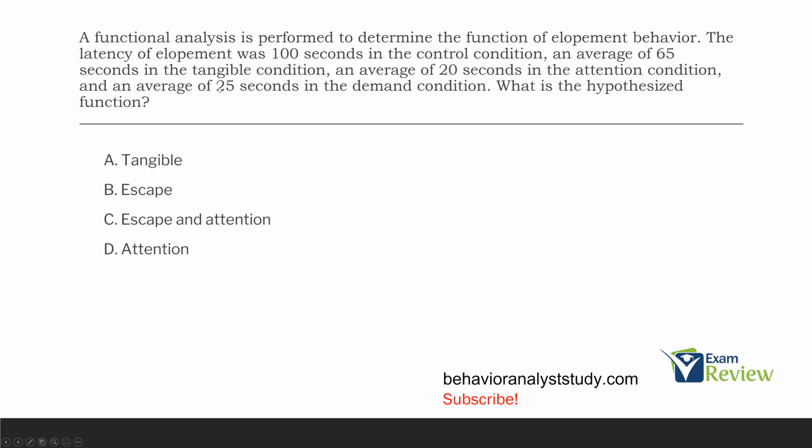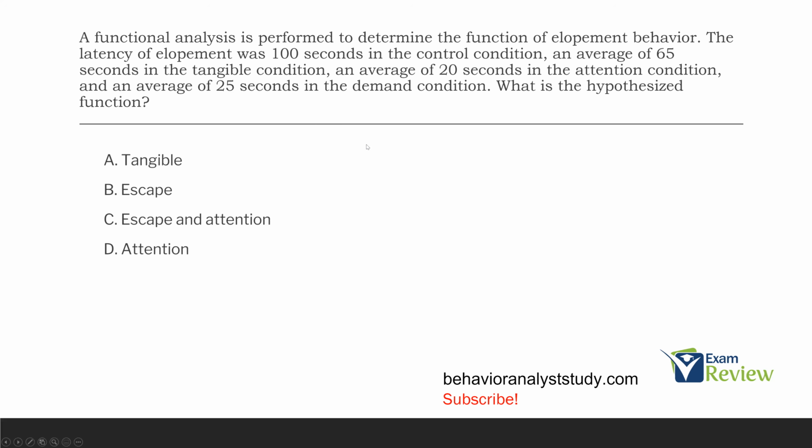Since the averages are so close, if you can picture it on a graph, these two data paths would most likely overlap, the attention condition and the demand condition. And if you can't visualize that, draw it out. Draw out this graph, practice that, and you will see how the data paths of attention and demand overlap. And if they're overlapping, it's indicating some sort of dual function.